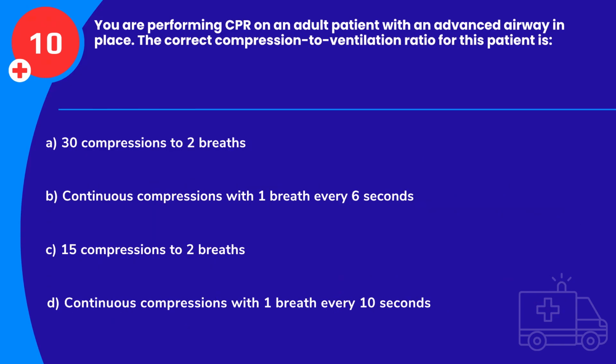Question 10. You are performing CPR on an adult patient with an advanced airway in place. The correct compression to ventilation ratio for this patient is: A. 30 compressions to 2 breaths. B. Continuous compressions with 1 breath every 6 seconds. C. 15 compressions to 2 breaths. D. Continuous compressions with 1 breath every 10 seconds.